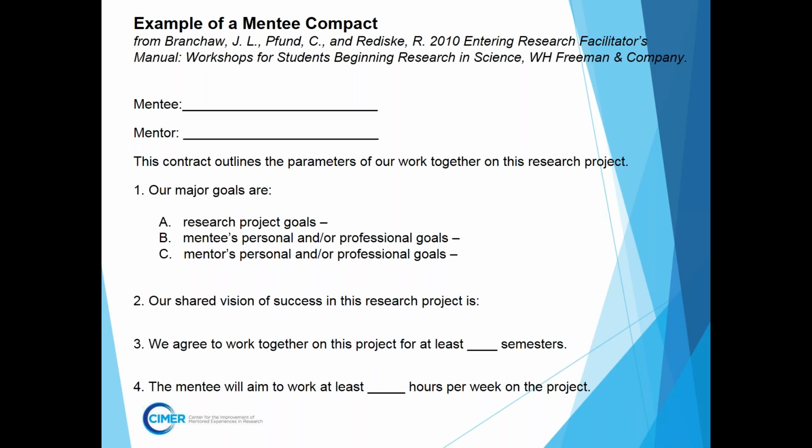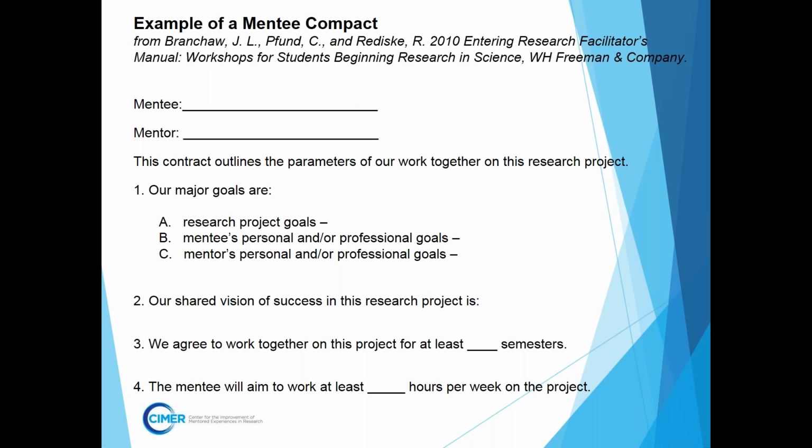The mentor and mentee simply put their names on it, and it basically says this contract or compact outlines how we're going to work together. What are our goals? This is all about shared vision. What are our research project goals? What are your personal goals? What are my personal goals? And our shared vision of success is this. And we're going to agree to work together for at least X semesters, X weeks. You would change it based on your situation. And the mentee is going to work at least X number of weeks on the project.